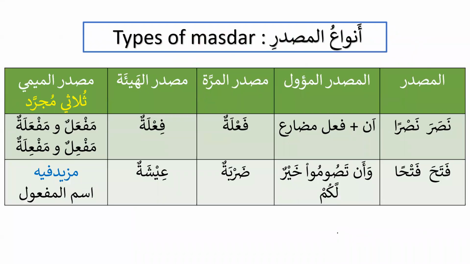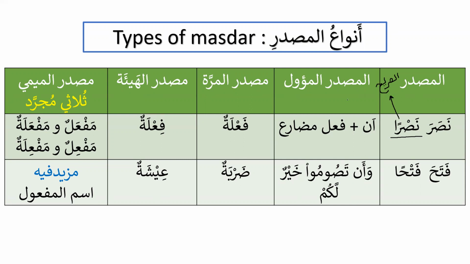Now, here I have a summary for you of anwa' al-masdar. Whatever we have learned about masdar, we have a summary over here. First of all, masdar itself, for example, nasara yansuru nasran, is a masdar. And what do we call it? I forgot to mention here, it is called al-masdar as-sarih. We can say the real masdar or the direct masdar. For example, nasara yansuru nasran, fataha yaftuhu fathan, daraba yadribu darban. So this is called the real masdar or al-masdar as-sarih.